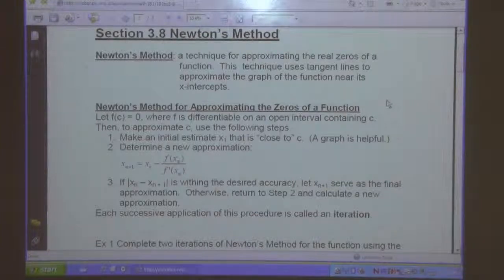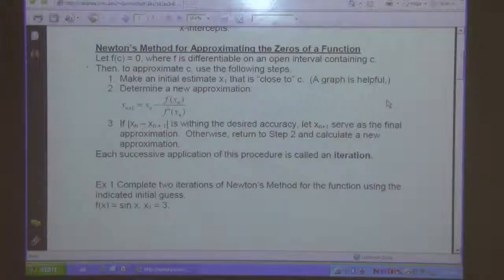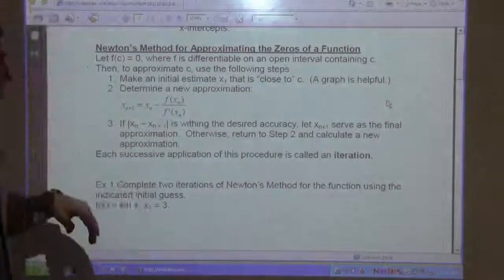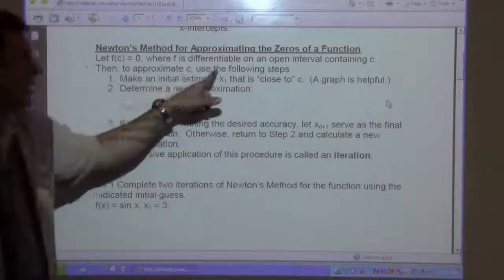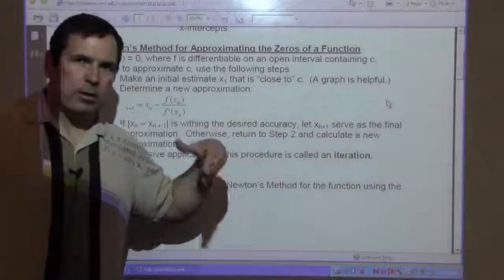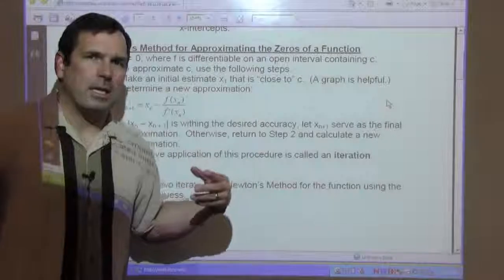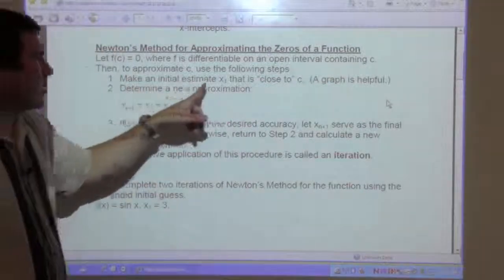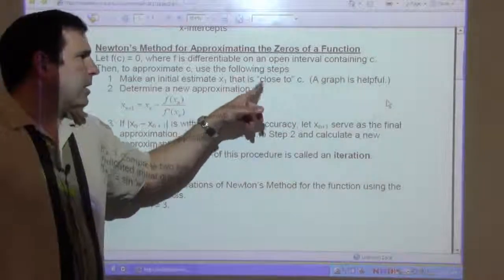So, Newton's method for approximating the zeros of a function: let f of c equal 0, where f is differentiable in the open interval containing c. Then to approximate c, use the following steps. Make an initial estimate, and this is what your calculator tends to do. This is one of the programming techniques, to churn out those zeros. So make an initial estimate of x1 that is close to c.